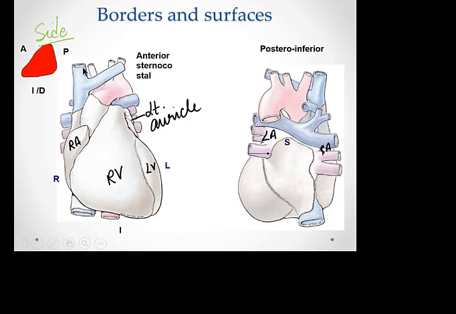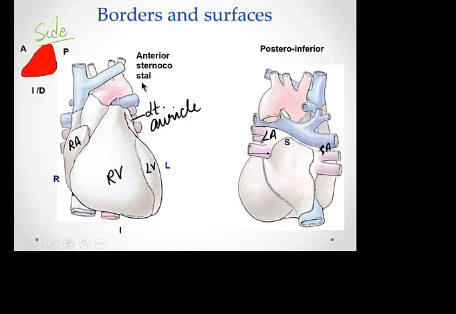So here too, if you look at the heart from the side, this is facing the front, would be the anterior surface. This part here would be posterior surface. This part here is the inferior part, so it's called the inferior surface, or also known as diaphragmatic surface, because the heart rests on the diaphragm. Okay?